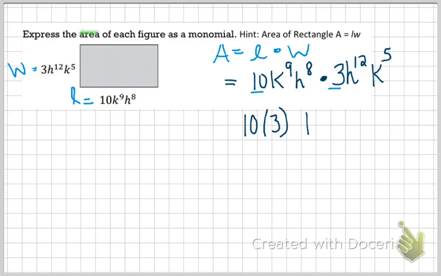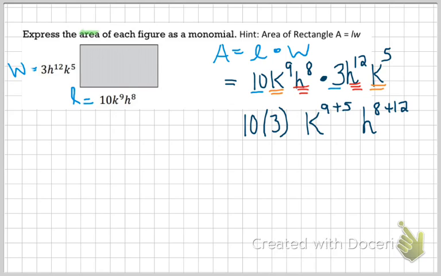Then we have our k's, which we clearly see are the same base, this k and this k, same base. So we can apply the rule that says add the exponents. Then we have h. So we have h here, h here. So that means h, same base, so we can go ahead and add the exponents.